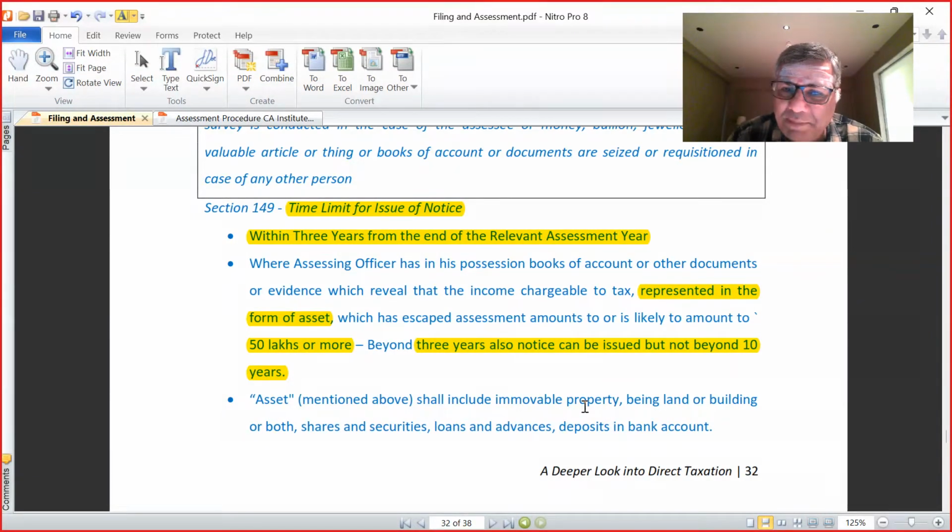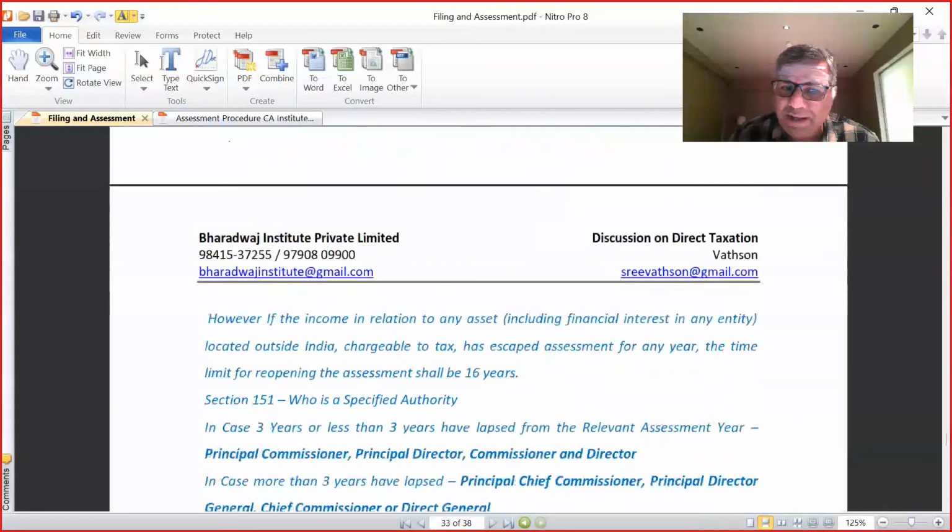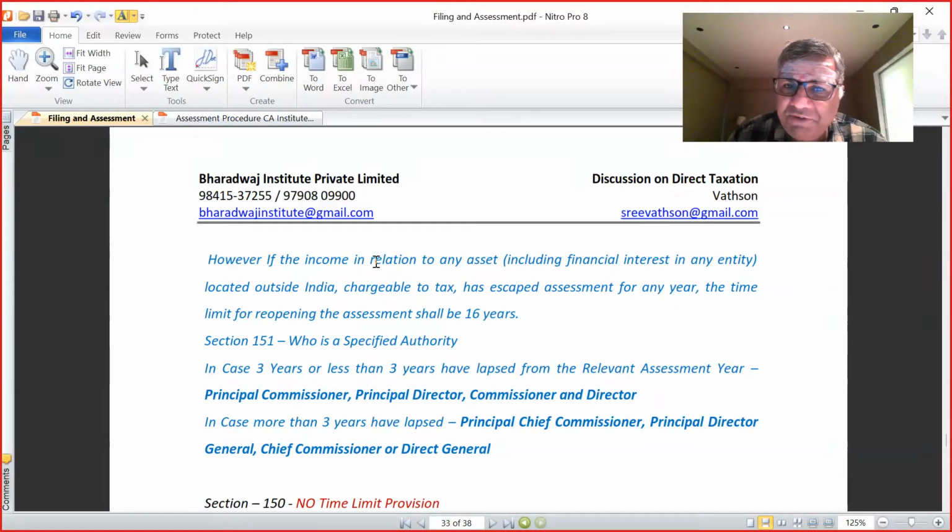Assets mentioned above shall be land and building, shares, securities, loans, advances, and deposits in the bank. Okay. However, if income is in relation to any asset located outside India, you can go up to 16 years. This was there in the previous law itself. People were making income here, buying assets outside India. I want to catch hold of them, so it can go up to 16 years.